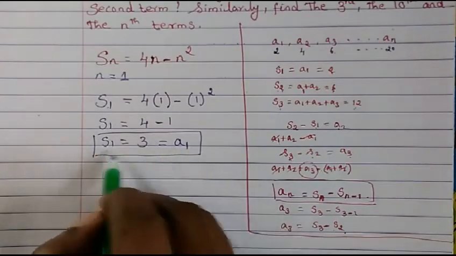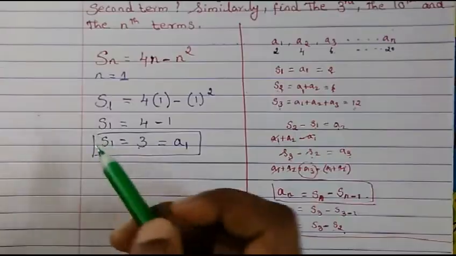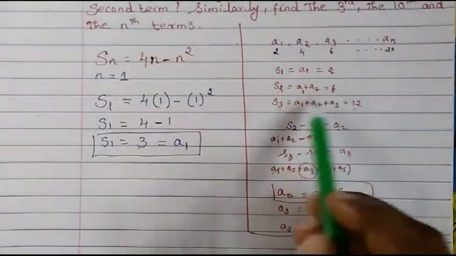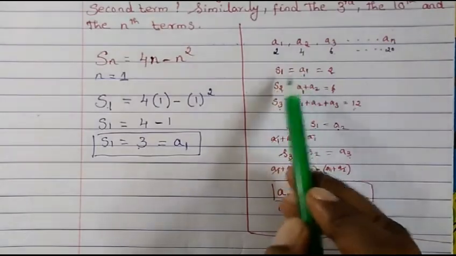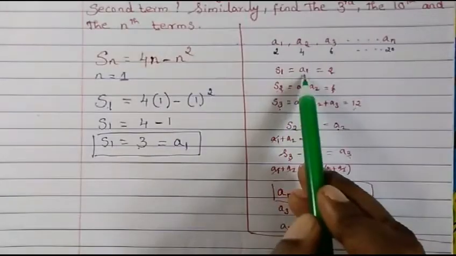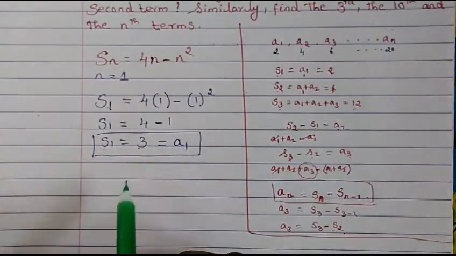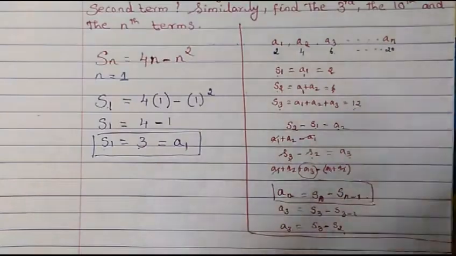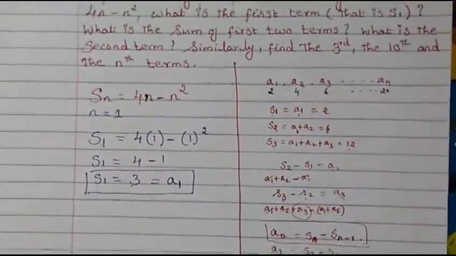So S1 value is 3, A1 also is 3, because the sum of the first term will remain the same. I told you when I explained, S1 is equal to A1 only. Whatever may be the first term, that is A1 only. So we found out S1 here as 3 using this formula. So now the first part is over. That is, A1 is 3 we found out.